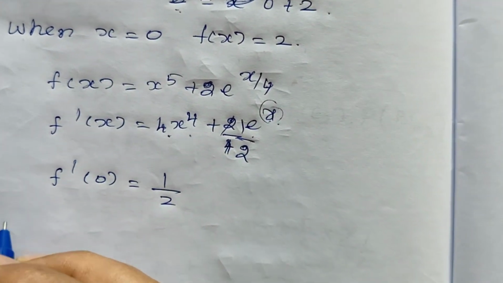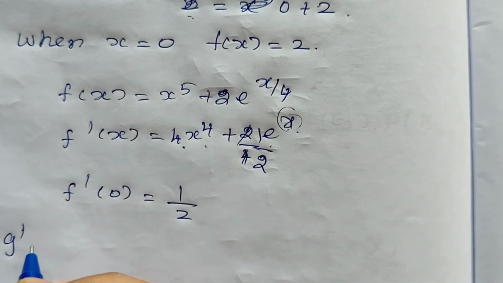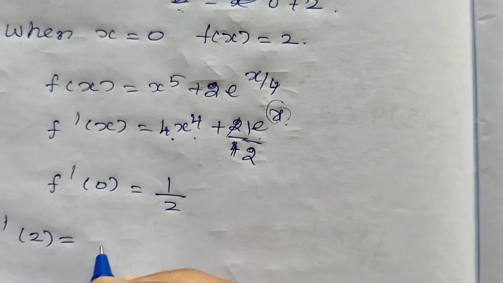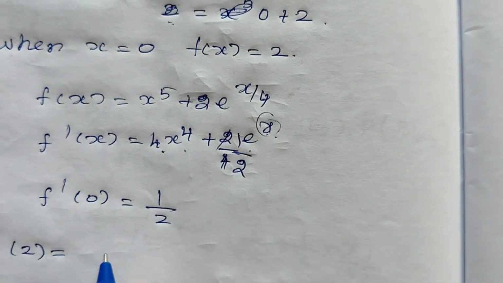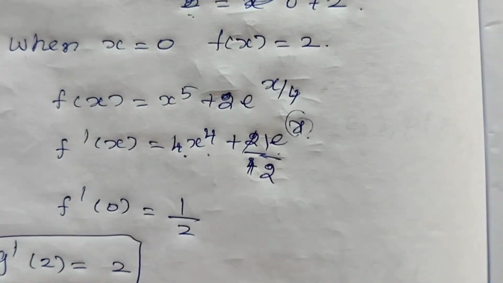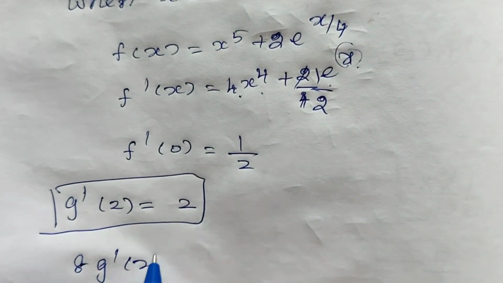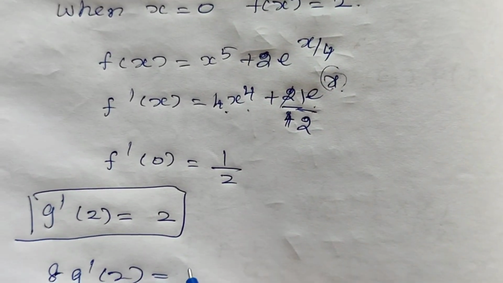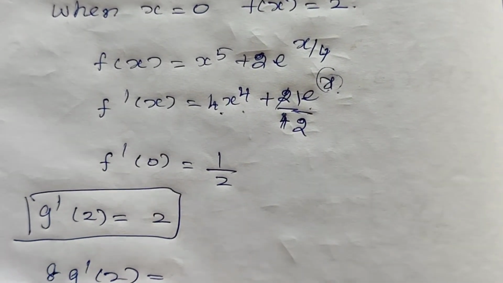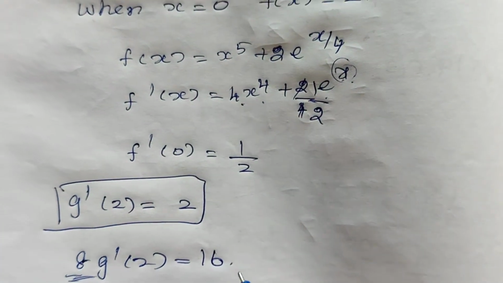Next, g'(2) equals 1 by f'(x), so 1 by 1/2, that is 2. So g'(2) equals 2. It is asked to find 8 times g'(2). In the answer, 2 is also given, so don't forget, it is 8 times g'(2). So that is equal to 16.